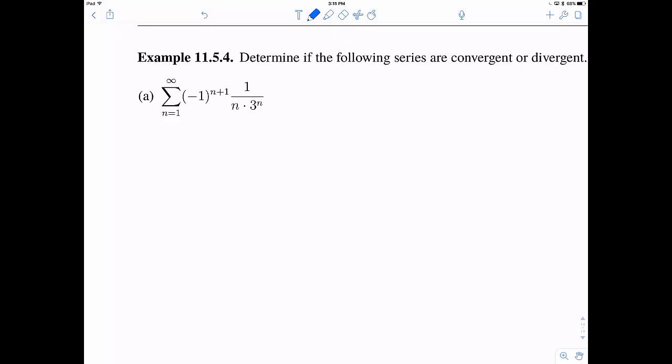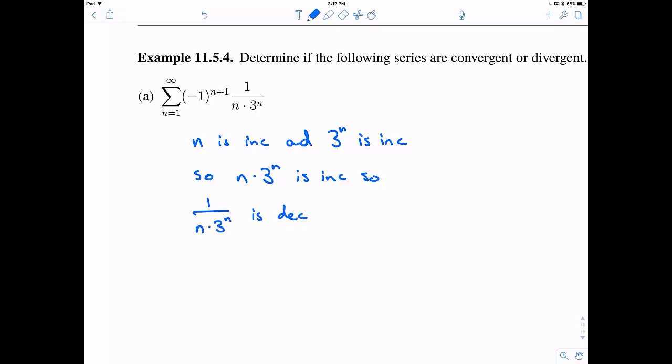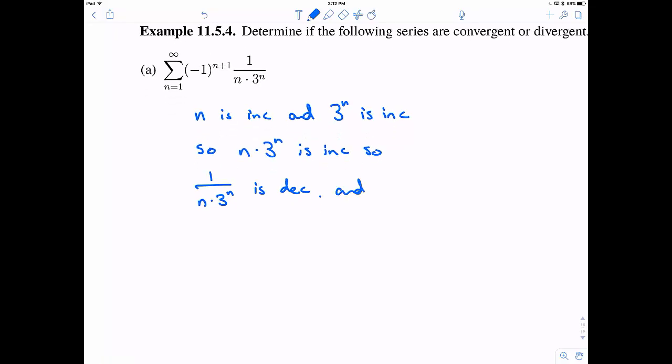Okay. So the first thing is I need to show that this is decreasing, right? My b_n's are decreasing. So maybe I could say that n is an increasing function and 3 to the n is also an increasing function. So if I multiply these things together, I would have n times 3 to the n, which would also be increasing. And so if I took the reciprocal of that, that would be decreasing.